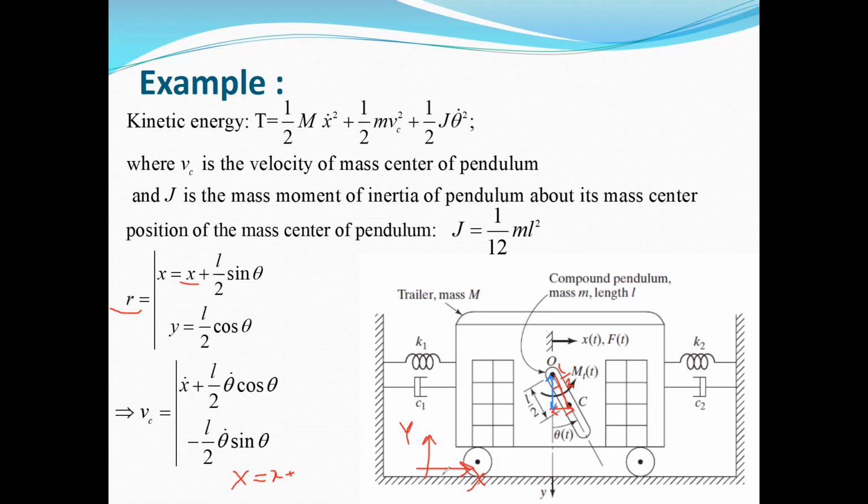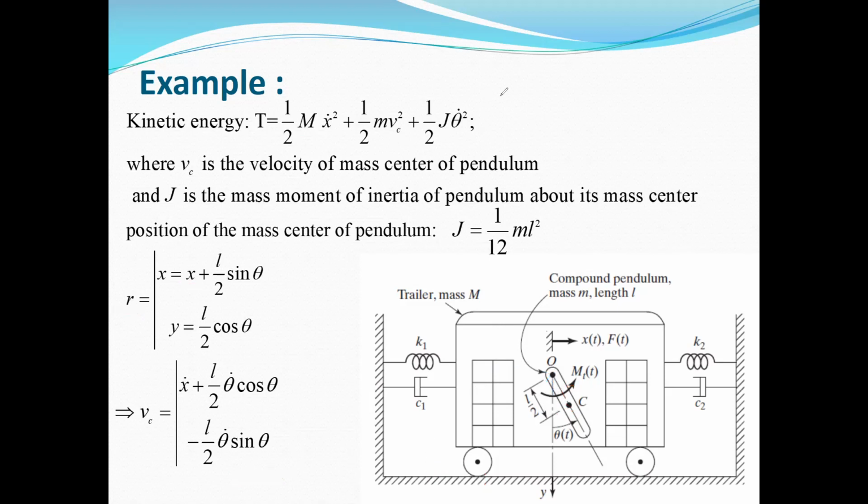Of course, it depends on where your origin of this coordinate system is. I assumed that the origin of this coordinate system is located in the initial position for the trailer, and the y position is exactly located on this datum level. Okay, so y, of course, here we can have one minus, but because we want to calculate the velocity, this negative does not have any effect on our calculation.